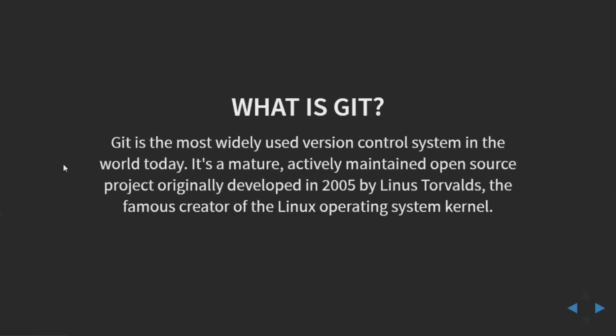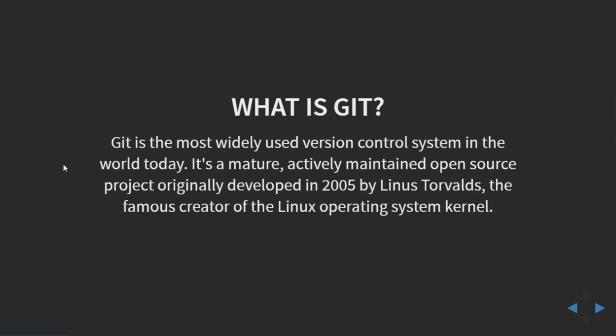So, what is Git? Git is the most widely used version control system available right now. It's actually kind of the standard, I would say. Out of all the web shops that you might encounter, probably 90% of them are going to be running this, short of Microsoft shops. It's a very mature version control system, and it's been actively maintained since 2005. It was originally developed by Linus Torvalds, who, of course, is the creator of the Linux operating system kernel.